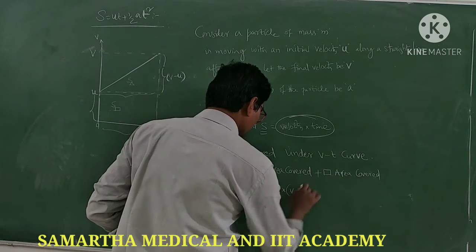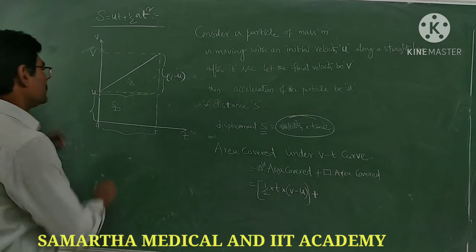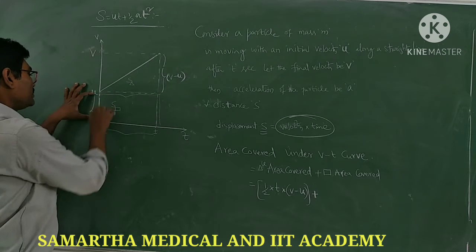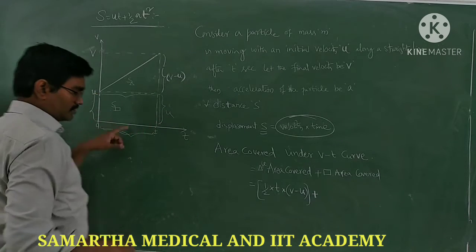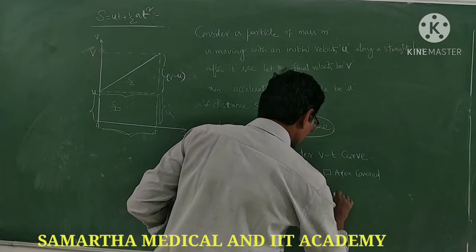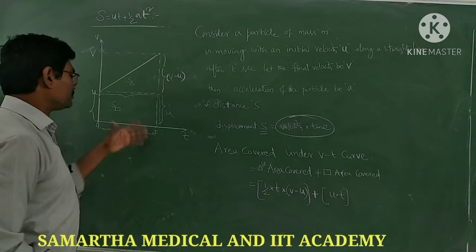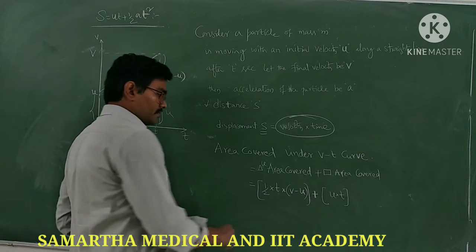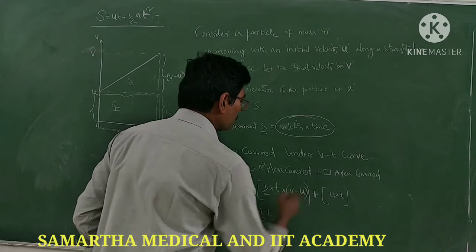Next, plus the area covered under the rectangle. The rectangle has a length and a breadth. The breadth is equal to u and the length is equal to t. So length into breadth means u into t. Now, half into t into v minus u.